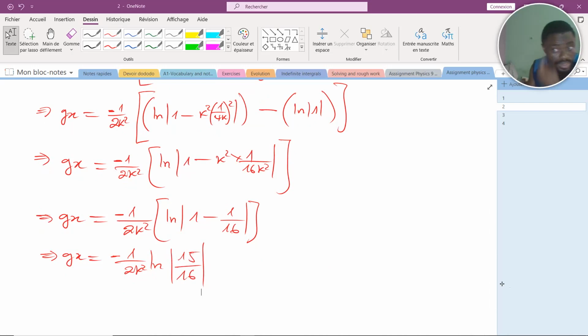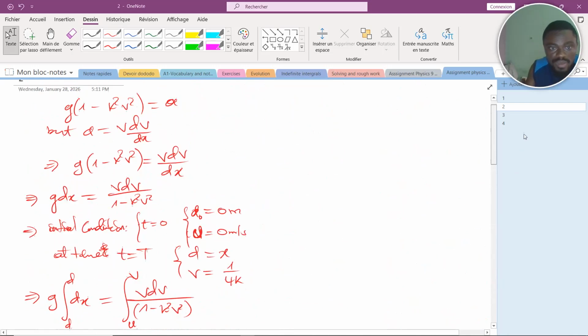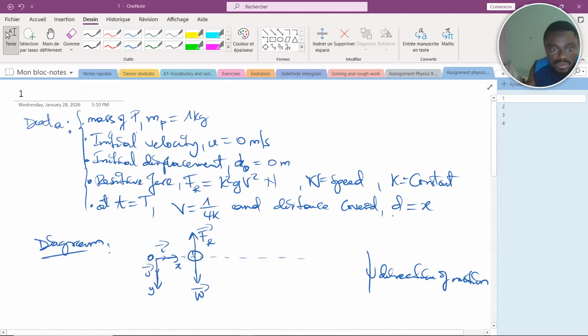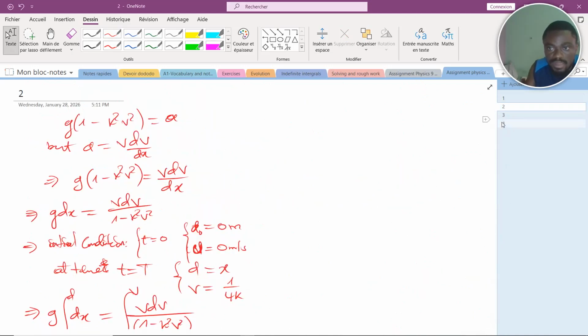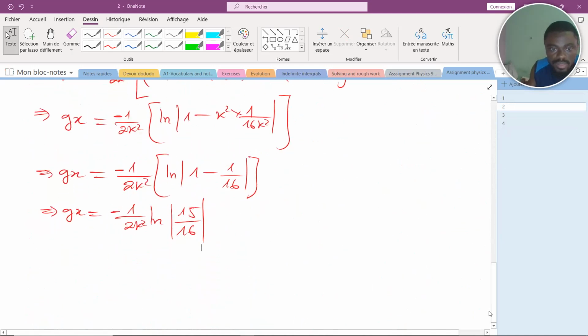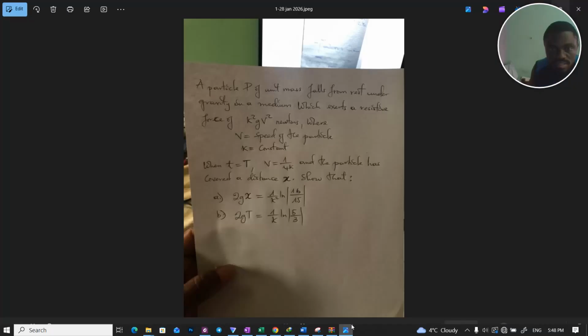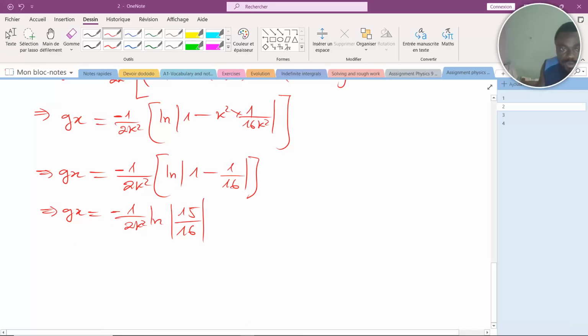Let's go back to the proof and see what we're supposed to prove. The proof says that we're supposed to prove that 2gx is equal to 1 on k squared ln of the absolute value of 16 on 15. So we have already done half of it. From here, this 2, I'll bring it here. This becomes 2gx being equal to this minus 1.